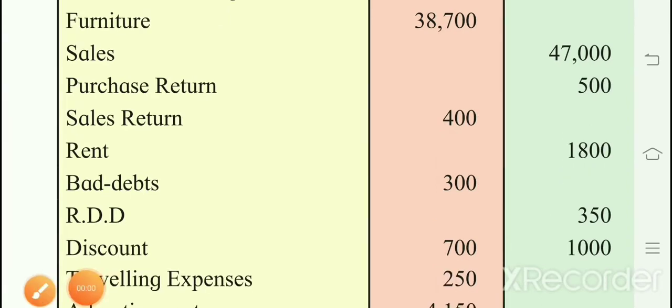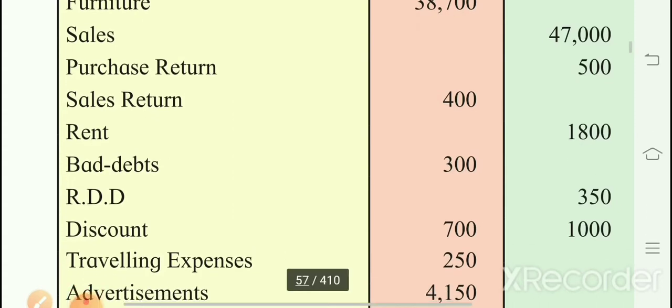Now our next item is sales return. Sales return will be deducted from sales. See, on the credit side of trading account, we have written sales by rupees 47,000. So deduct rupees 400 as sales return from this amount, and the remaining amount will appear in the outer column, that is 46,600.